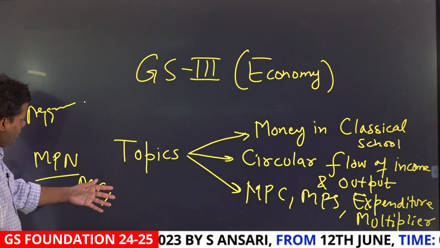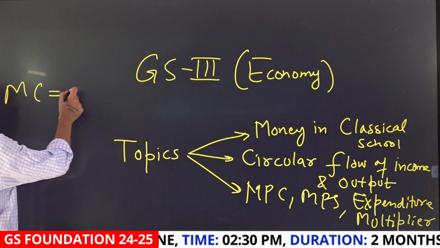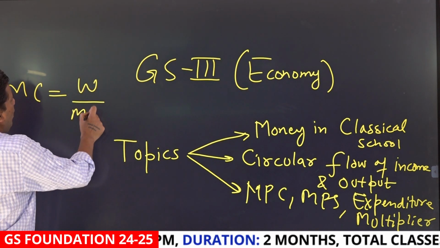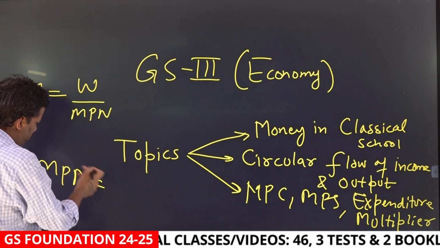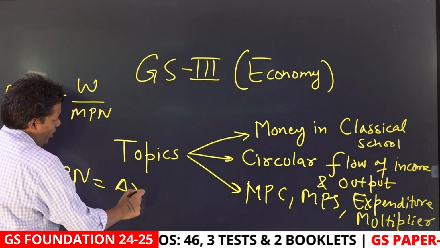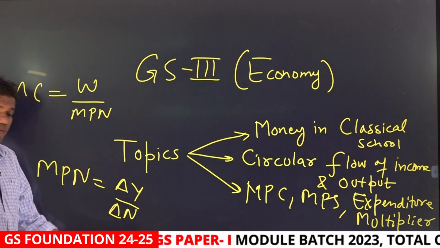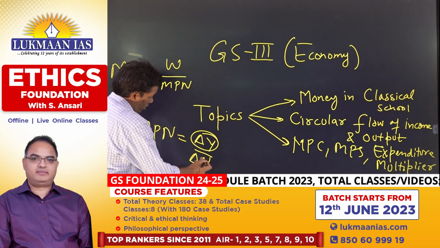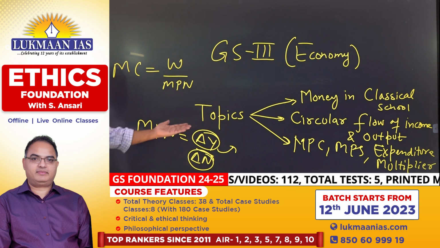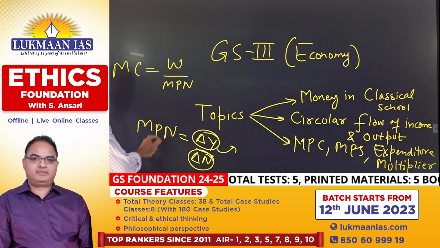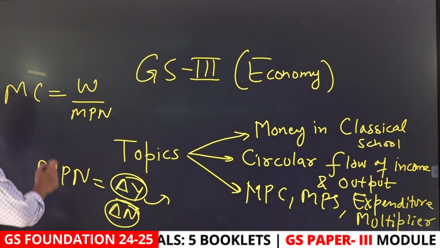If you remember well, what was the main feature? If you recall that equation, we said MC is equal to W upon MPN. And what is MPN? MPN is the marginal productivity of labor, that is delta Y upon delta N. It says that if you add one more labor, how much output will be added? That is your MPN.